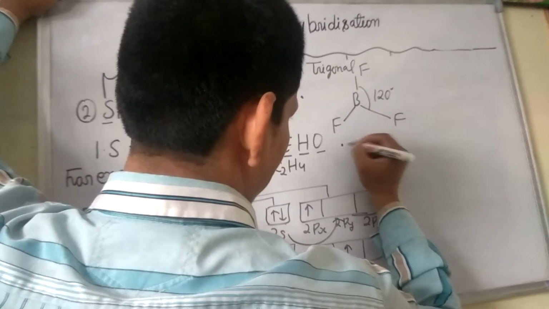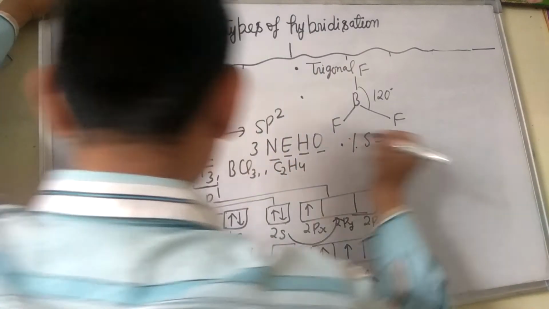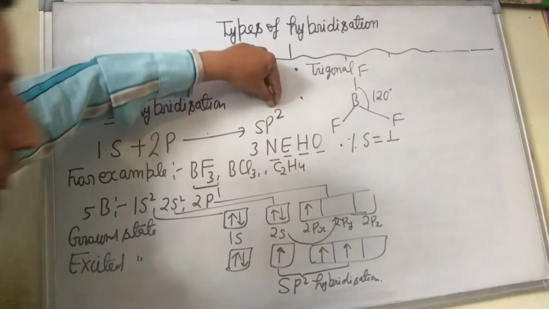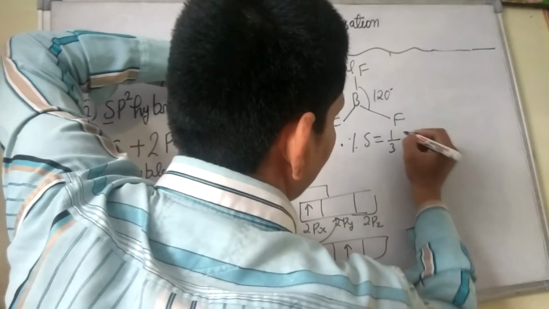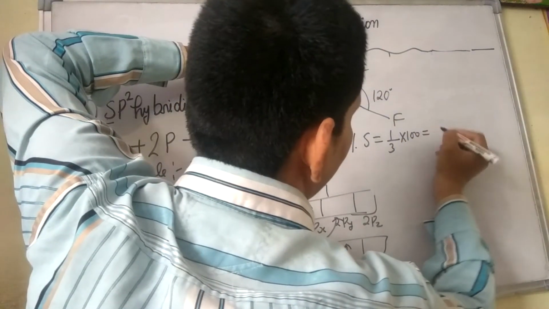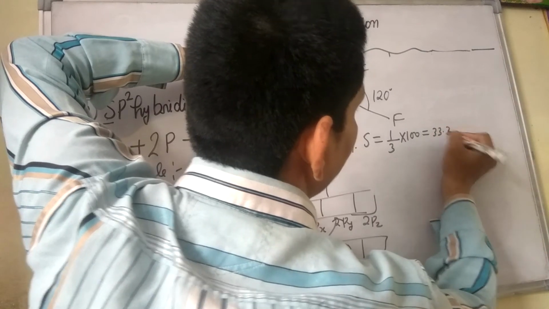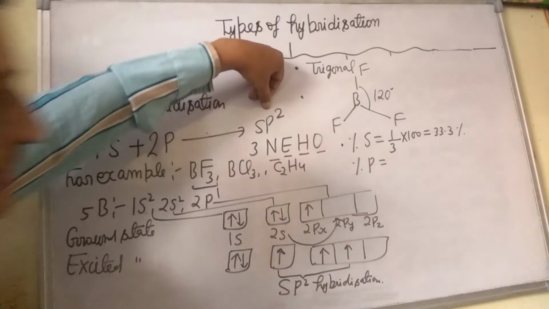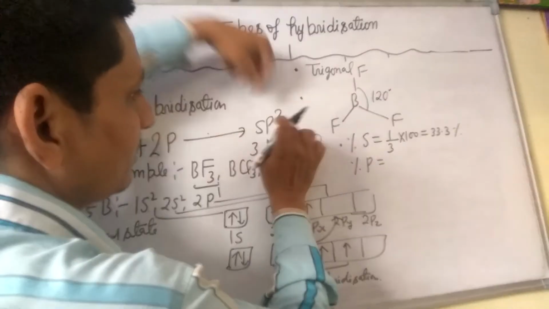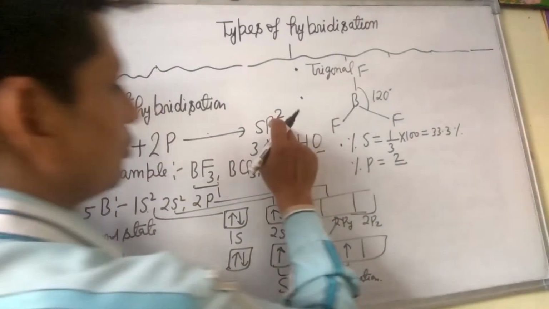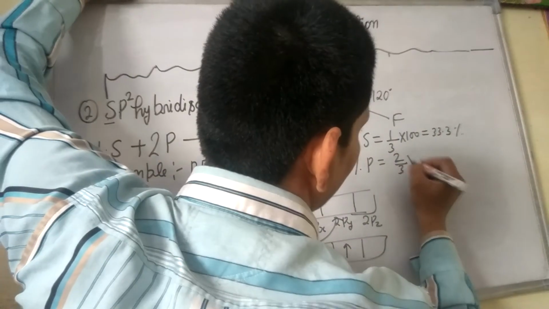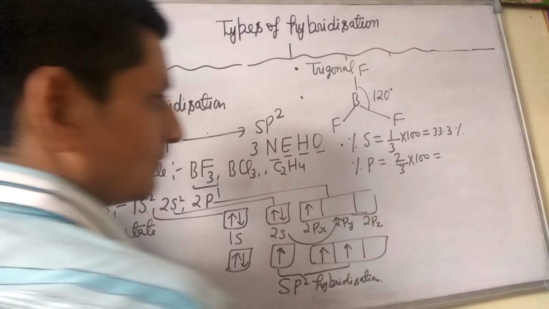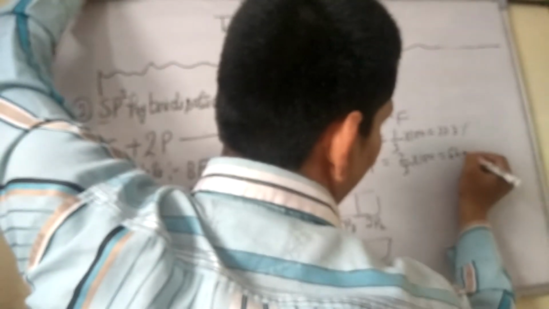After this, percentage S character. Percentage S character is equal to 1 s orbital upon total orbitals 2 plus 1, 3, into 100. We get 33.3%. After this, percentage P character. Here P orbitals are 2, so 2 upon total orbital 3 into 100, so we can say 66.6%.